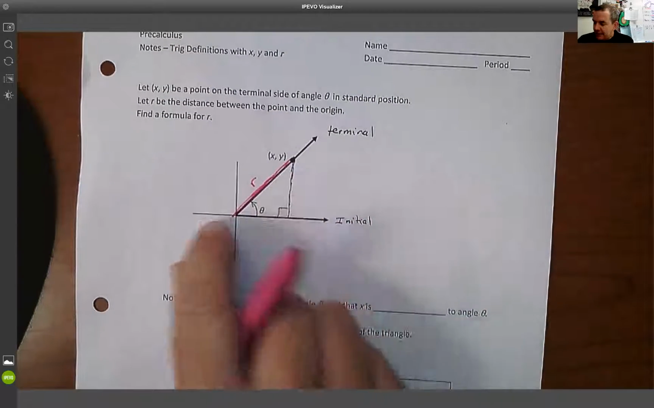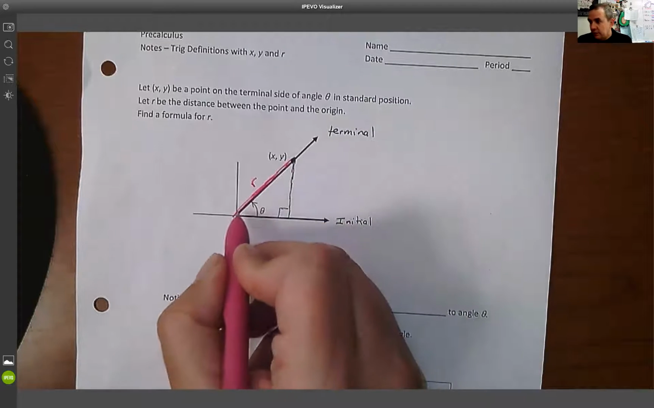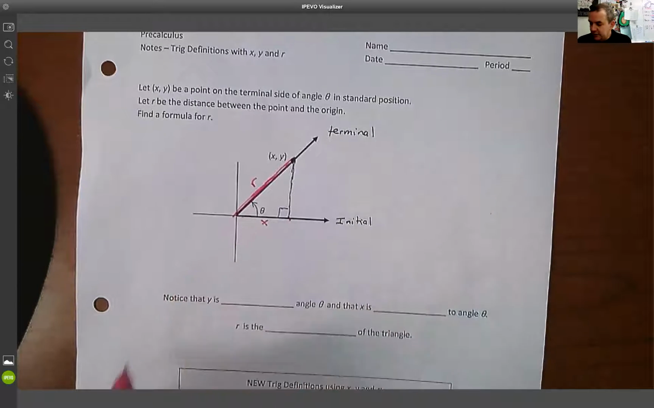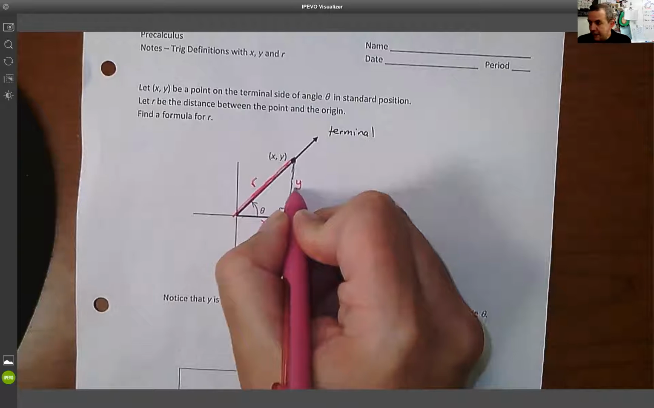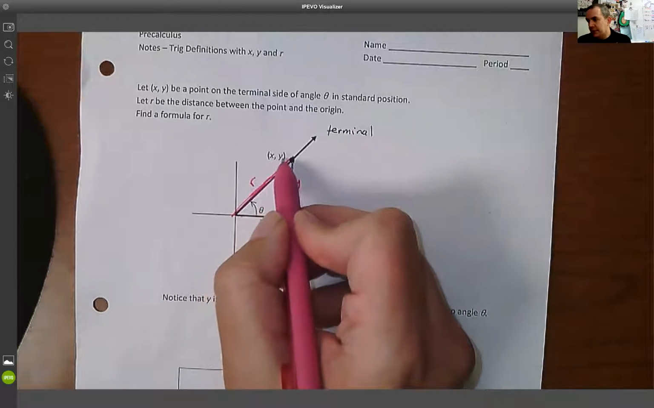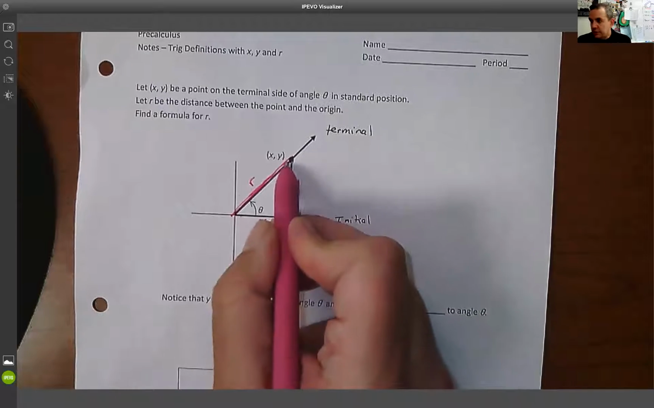And if you think about the lengths here, this point is (X, Y). So the length from here to here is going to be X, and the length from here to here is going to be Y. Because if this point was (1, 2), the length of this would be 1 on the X, 2 on the Y.